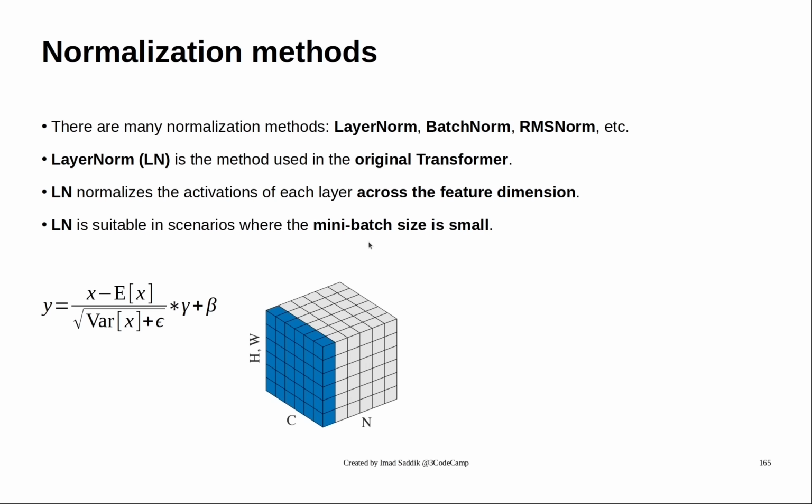Use this method if you can't use big mini batch sizes. In our example, we are training a large language model. Maybe we have few resources, so we cannot train on very big batch sizes because we don't have a lot of memory. In that case, maybe batch norm will not work.